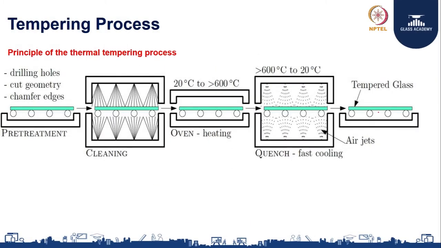The principle of the tempering process: there are four stages in tempering. Basically, first the pre-cuts, anything which you need to do, that is the drilling of glass, geometry cutting of the glass, chamfering the edge of the glass, the precise size. After tempering, we cannot do any cutting of glass. So, in the pre-treatment, everything related to that, including drilling holes, cutting glasses to the required sizes, treating the edges, has to be done before, and predominantly the cleaning of glass is very critical.